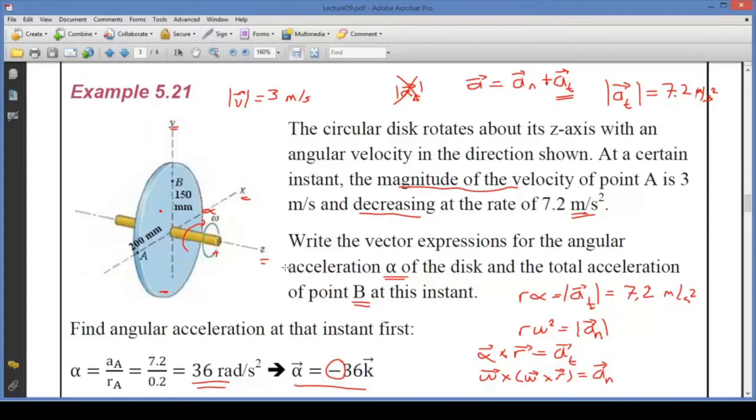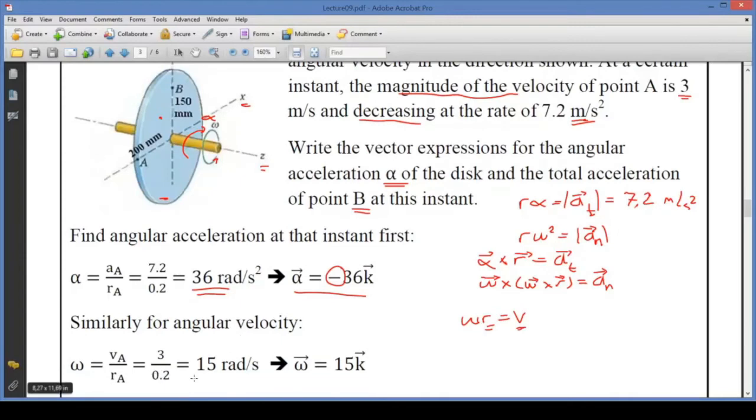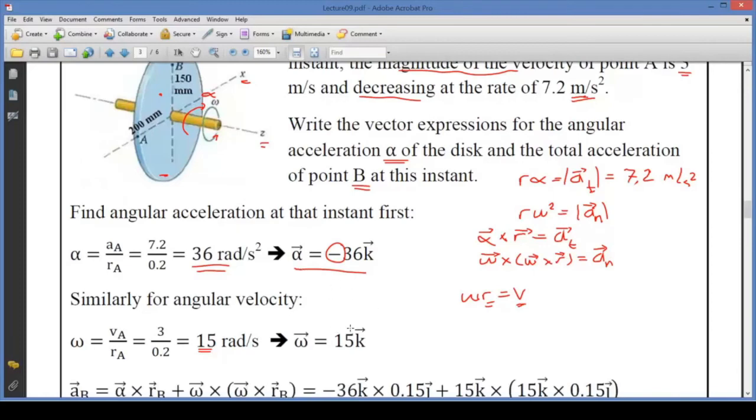This is something we can also calculate from the given information, because we already know that the magnitude of the velocity of point A is 3 meters per second. And we can calculate the velocity as omega r, right? So since we know the r for point A is 0.2 meters, and the velocity is given to us as 3 meters per second, we can find omega as 15 radians per second. And if we are to define it in a vector format, the direction of it, as it is given as a positive velocity, will be a positive 15 k, k defining the direction of this angular velocity vector. Then, as we have all this information, now we can substitute that information in these equations.